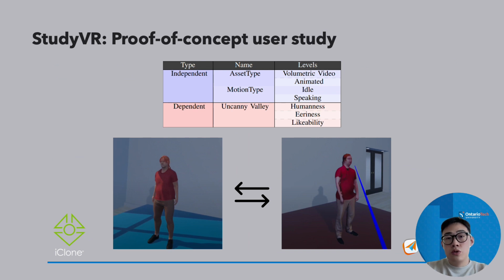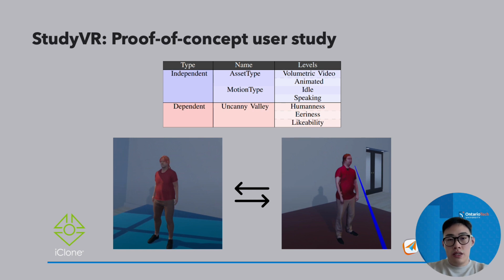So, to validate the core idea of StudyVR and to identify any limitations or issues, we've designed a simple user study to be performed by StudyVR to investigate the uncanny valley effect, basically as a proof of concept case study. For the metrics of the study, we used modified Godspeed indices for humanness, eeriness, likability scale, and preference scale with the independent variables such as asset type and motion type.